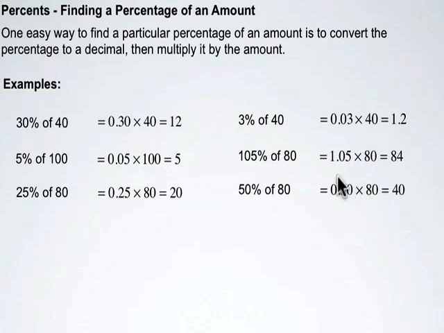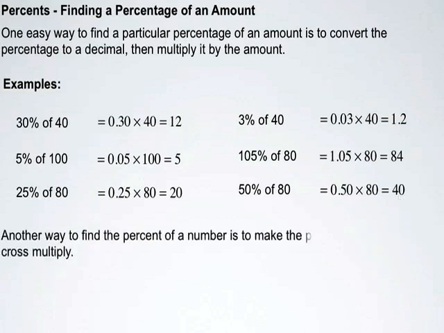And don't forget that 50% really represents half. And in this case, half of 80 is 40. So it's a quick way to kind of check that our answer is right. Another way we can do these types of calculations is to set up a proportion. Remember, a proportion is two ratios that are equal to each other. And a ratio is the same thing as a fraction.